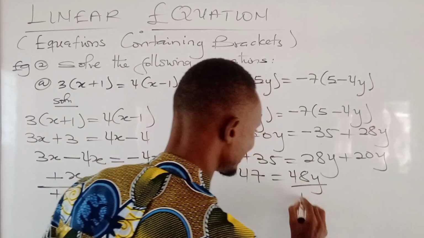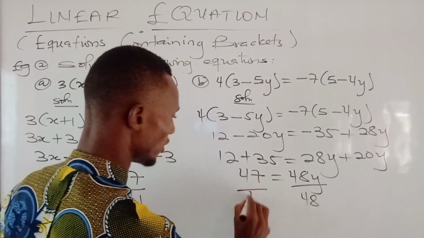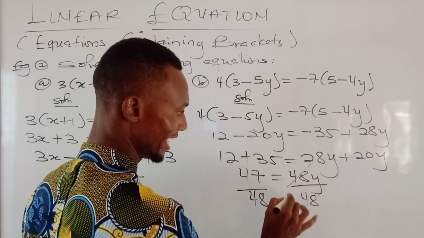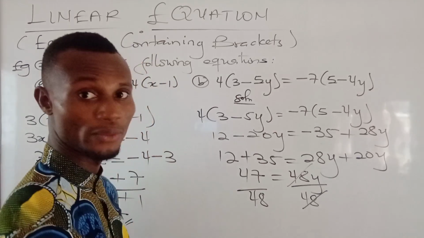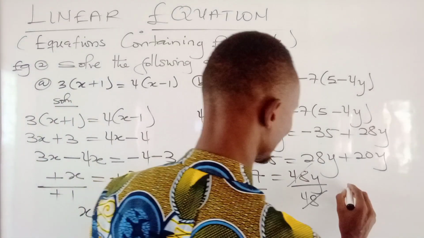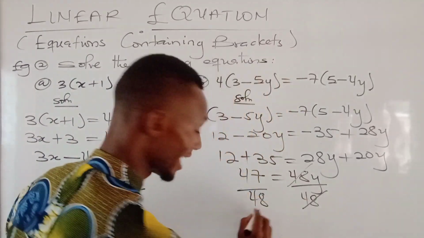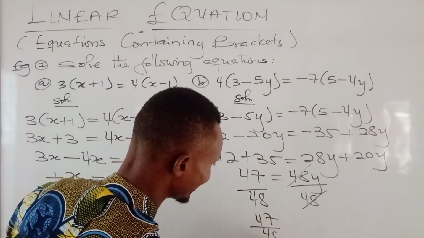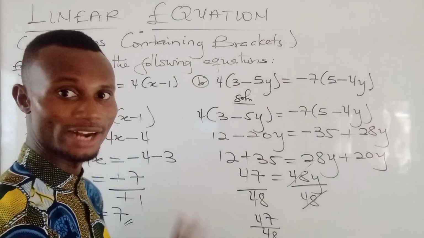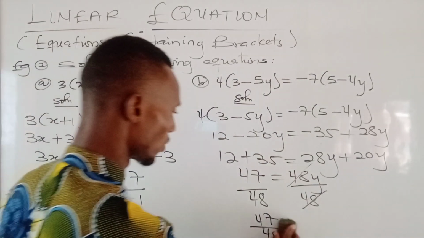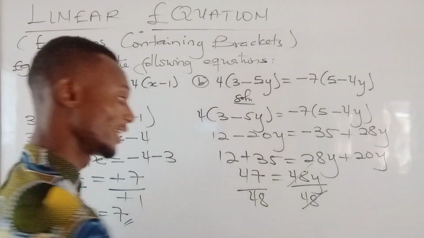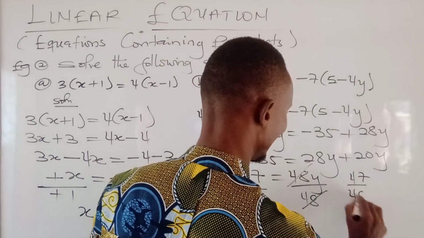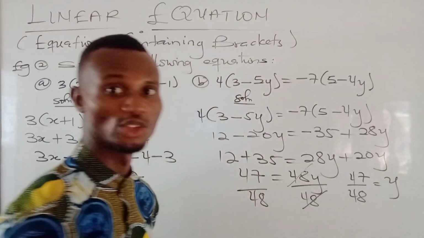So I'll divide here by 48 and divide here also by 48. Please hope you agree with me. So that this 48 and this 48 will cancel away. Let me continue from here. So I'll have my 47 over 48. I can see you are not seeing it well, so let me clean it and continue from that side instead. So I have my 47 over 48 equals to y. Please hope you agree with me.